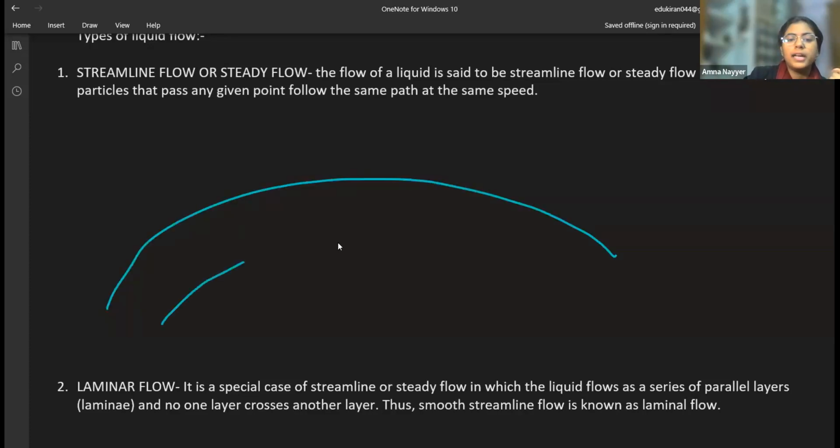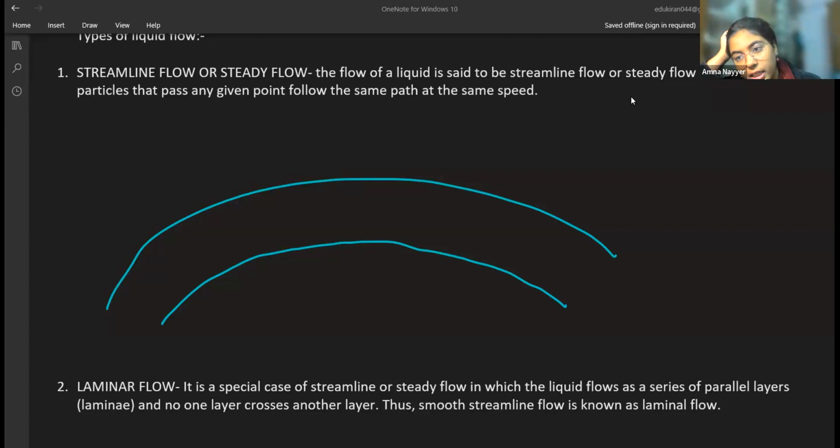What is meant by a streamline flow? Now pay attention to it. The flow of a liquid is said to be streamline flow or a steady flow if all the liquid particles that pass at a given point follow the same path and the same speed.